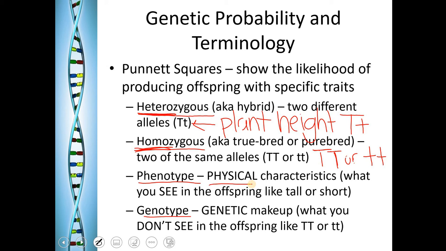Phenotype is the physical characteristic, or what you can see. When you look at a plant, you don't see big T, big T. What you see is a tall plant. And genotype is the genetic makeup, or what you don't see, like big T, little t, little t, little t, or big T, big T. You can't see those things when you look at the plant.